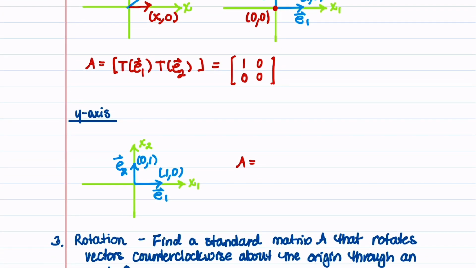Similarly, to find the linear transformation for an orthogonal projection onto the y-axis, we're going to project E1 onto the y-axis, so it's going to go to the origin, and E2 lies along the y-axis, so it's going to stay the same. So A is T of E1, T of E2, and this is equal to 0, 0, and then 0, 1.